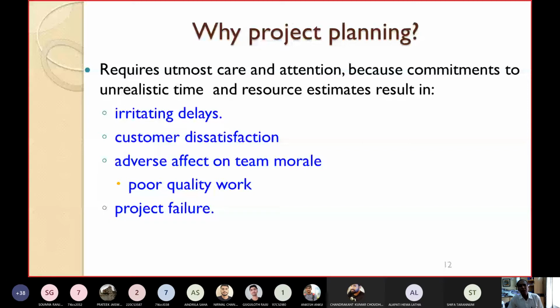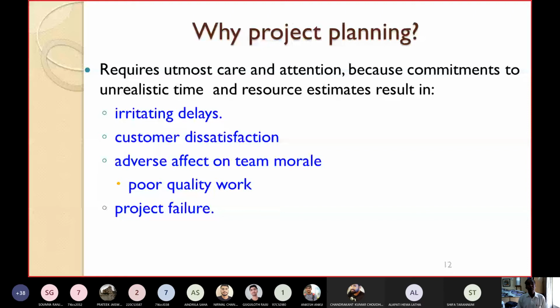So if you do not make proper project planning, then you can make commitments which do not have any value. They will be underestimated or overestimated. The commitments will be very unrealistic with respect to time, and the resource estimates may not be proper. So if you have not made proper planning with respect to time and resources, then what will happen?